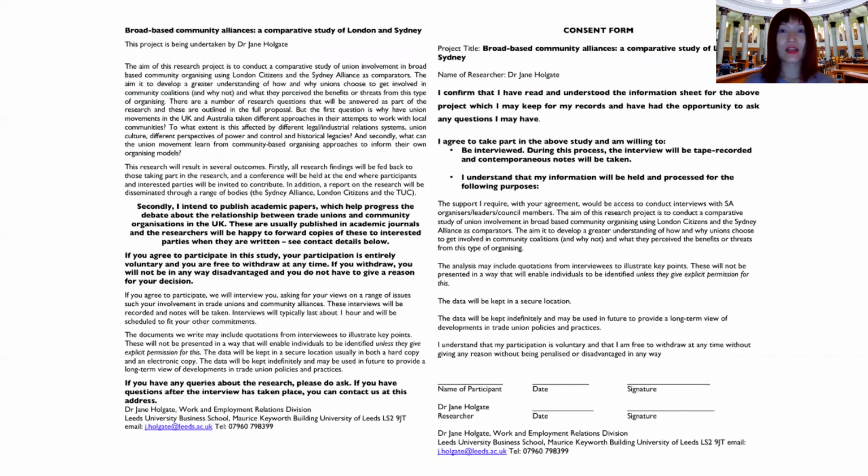Okay, here I have put two examples. On the left-hand side of the slide is an example of an information sheet, and on the right-hand side is a consent form. It's an example of a consent form. We will look at these two in much more detail in the next slide.